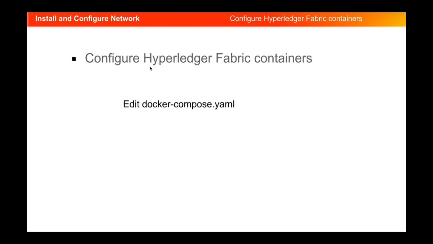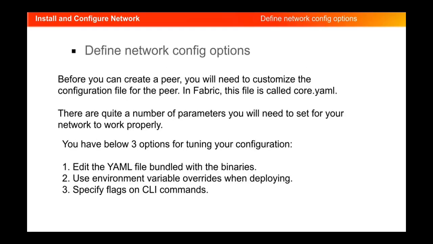Next is configuring the Hyperledger Fabric container. This can be done using another configuration file, another YAML file, which is the docker-compose.yaml file. Before you can create a peer, you need to customize the configuration file for the peer. In Fabric, this file is the core.yaml file. There are quite a number of parameters you need to set for your network to work properly, so you will have the below options which you can use to tune your configuration for your network.